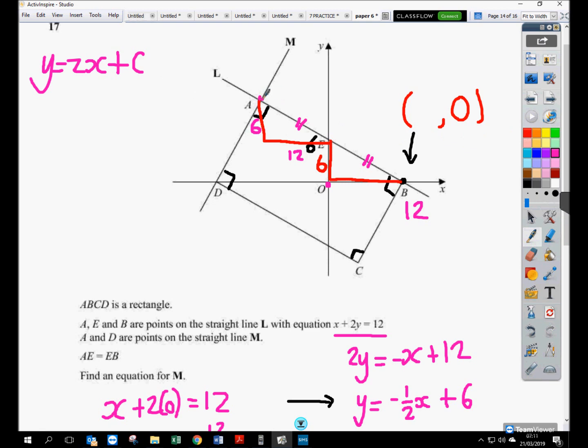Now we've got to try and work out the coordinates of A based on this step. The coordinates of E are 0, 12. Oh no, sorry, I beg your pardon. It's 0, 6. My fault. Okay, it's 0, 6.